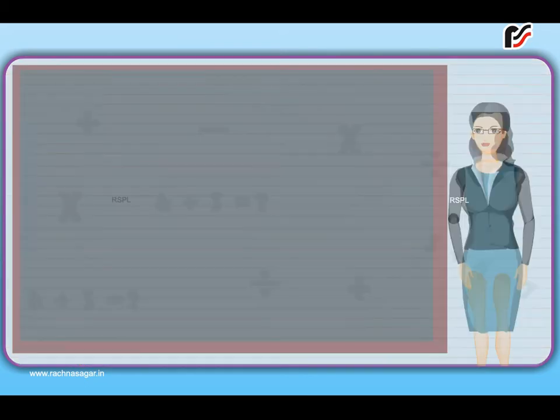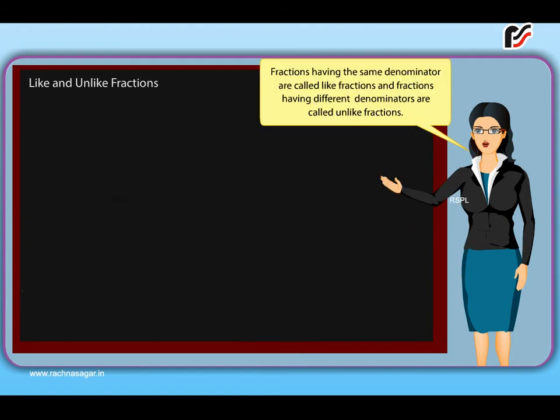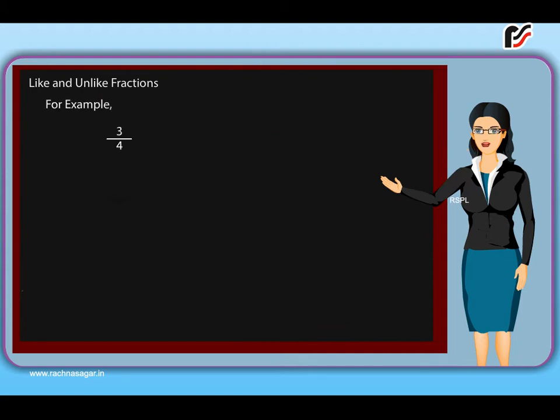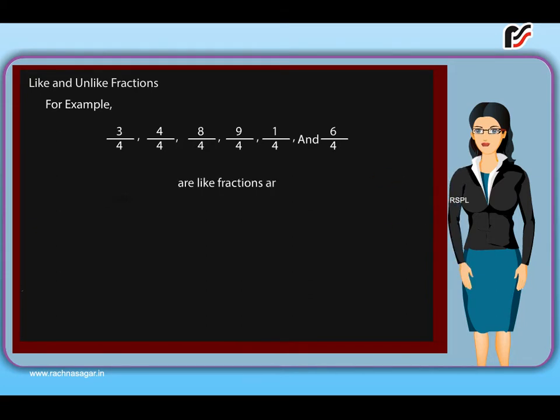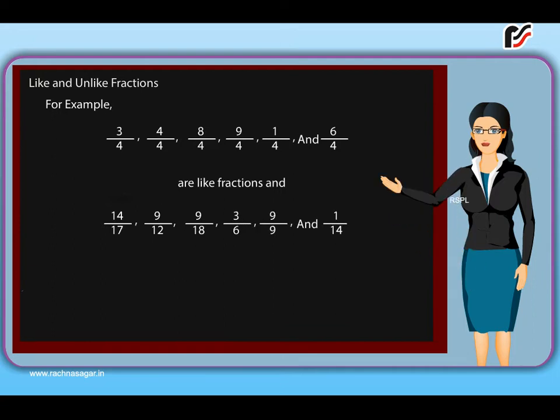Types of fractions. Like and unlike fractions. Fractions having the same denominator are called like fractions, and fractions having different denominators are called unlike fractions. For example, 3 by 4, 4 by 4, 8 by 4, 9 by 4, 1 by 4, and 6 by 4 are like fractions. And 14 by 17, 9 by 12, 9 by 18, 3 by 6, 9 by 9 and 1 by 14 are called unlike fractions.